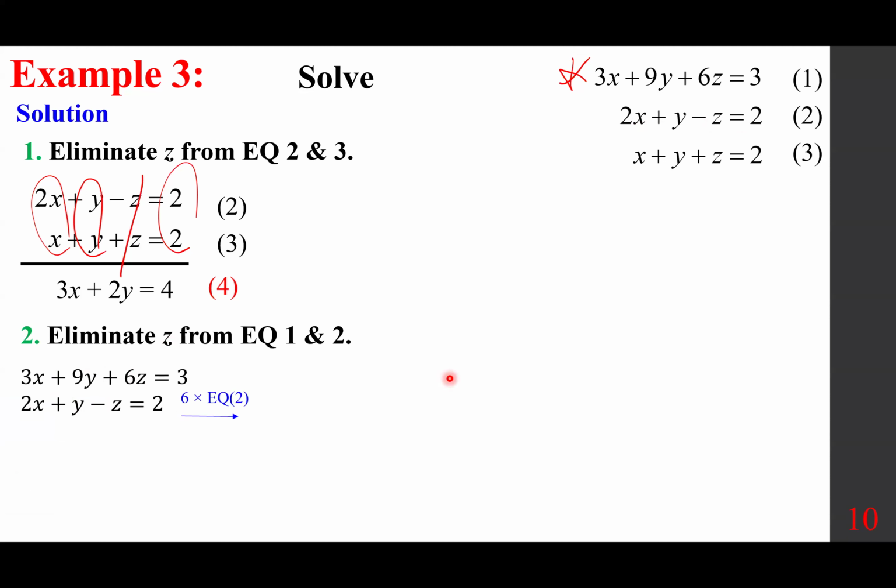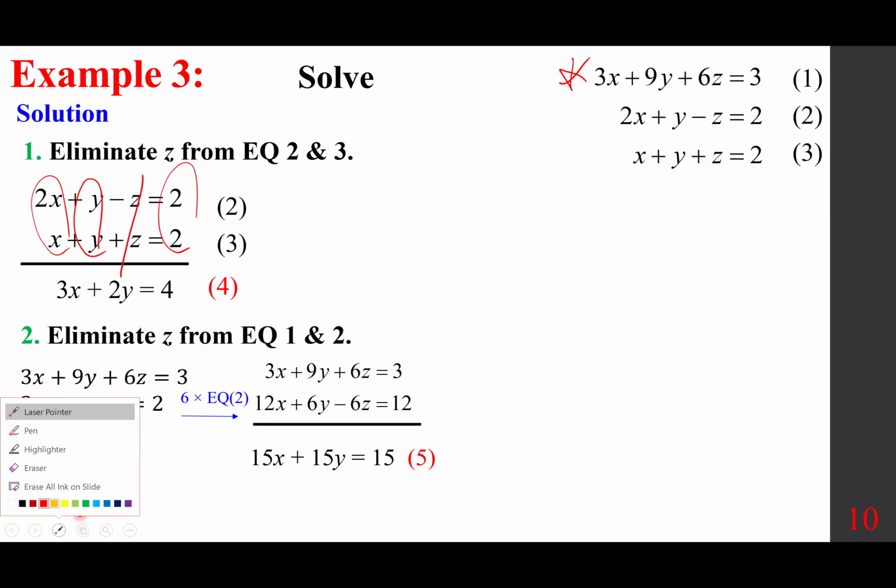So the top one doesn't change. This becomes 12x plus 6y minus 60 is equal to 12. When you add them up, these two cancel each other. 15x, 15y, 15, and now we give it a number 5. There's a reason I do that.